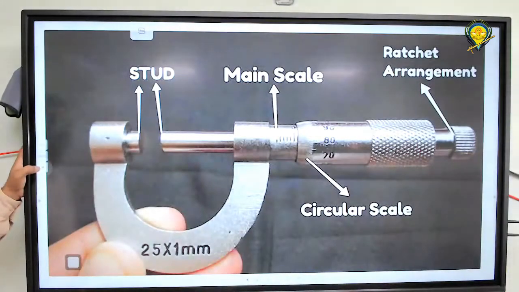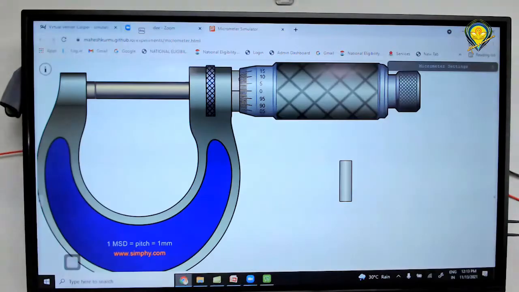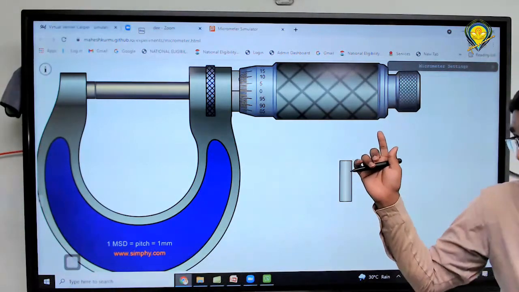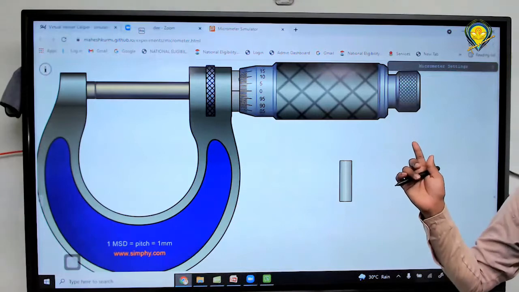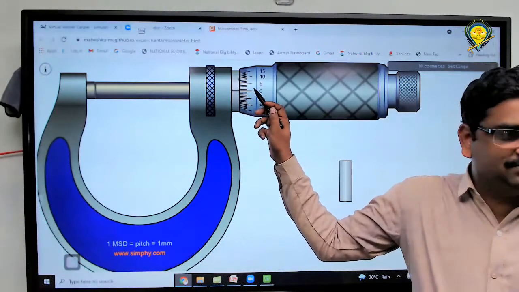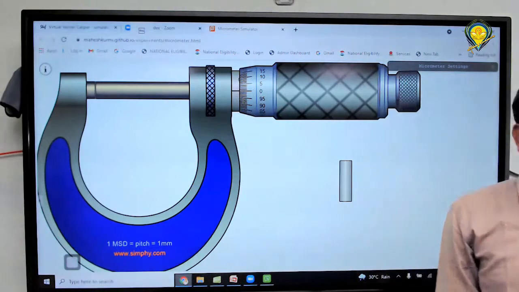Next one. Take it once. So is this device having any error? No error. No zero error. Because this horizontal line exactly coincides with the 0. So there is no error.